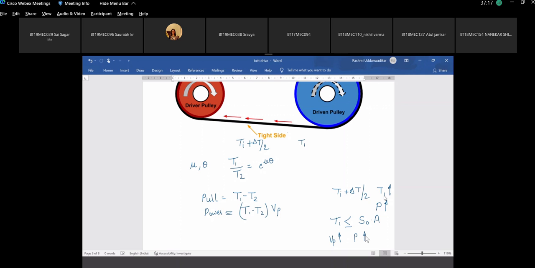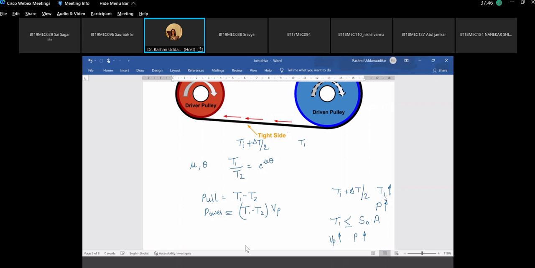Friction increases with speed, no? Heat. Okay, another parameter. Centrifugal reason. Perfect. Since the pulley is rotating and the belt is overlapping this pulley, we cannot increase VP beyond a given limit, because then the centrifugal force will increase. And with the increase in centrifugal force, centrifugal tension in the belt would increase.